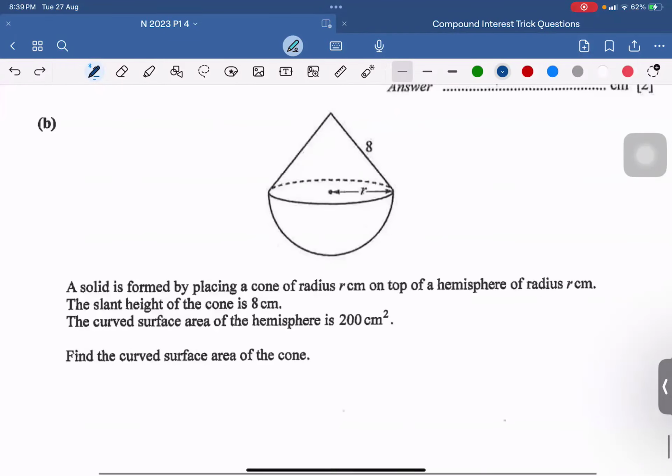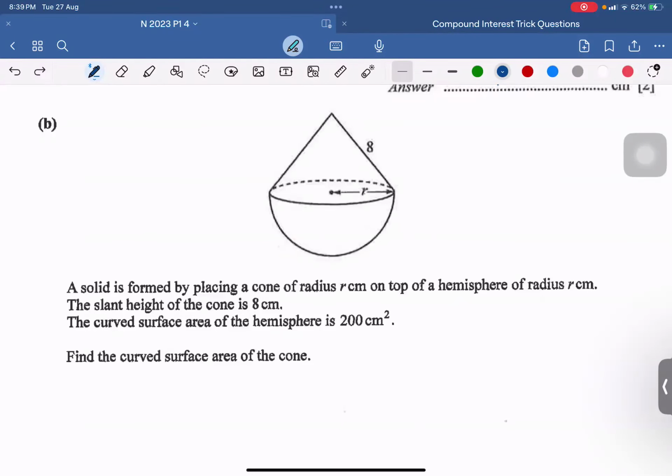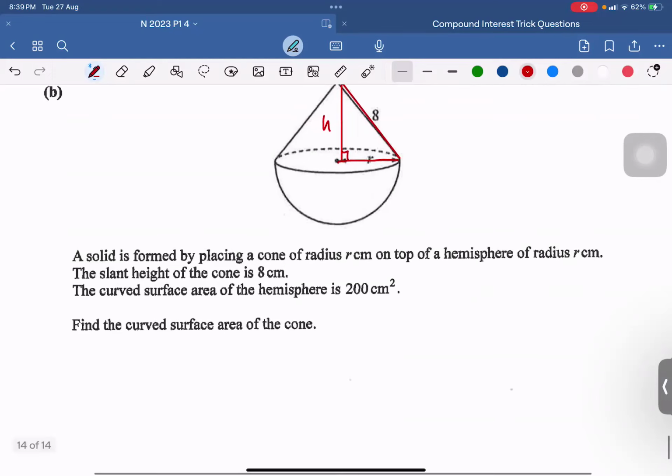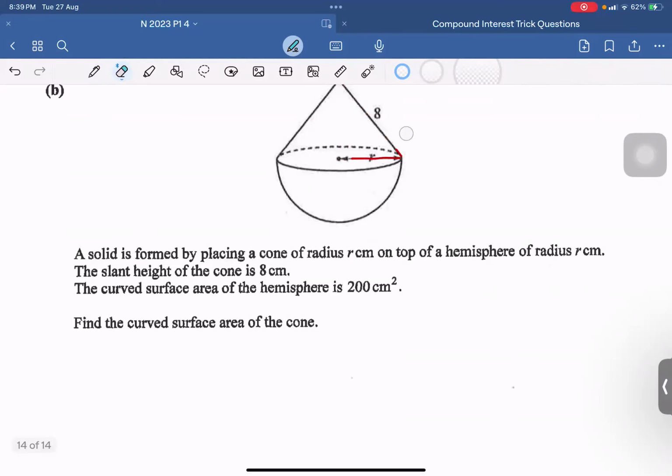Next part of the question, part B. A solid is formed by placing a cone of radius r on top of a hemisphere of radius r cm. The slant height is 8 cm. Now, first thing to take note, this is the slant height. This is the radius. And then this one over here is the height. Okay, the three of them form a right angle triangle. Now the question doesn't give me whatever that I need. It tells me things that I need to do.